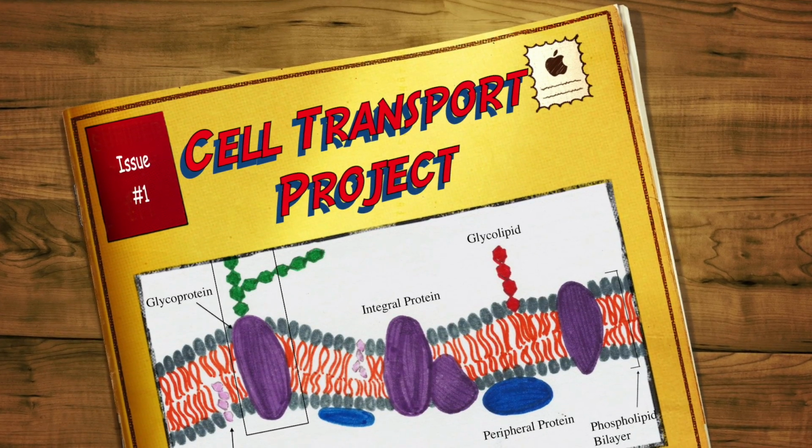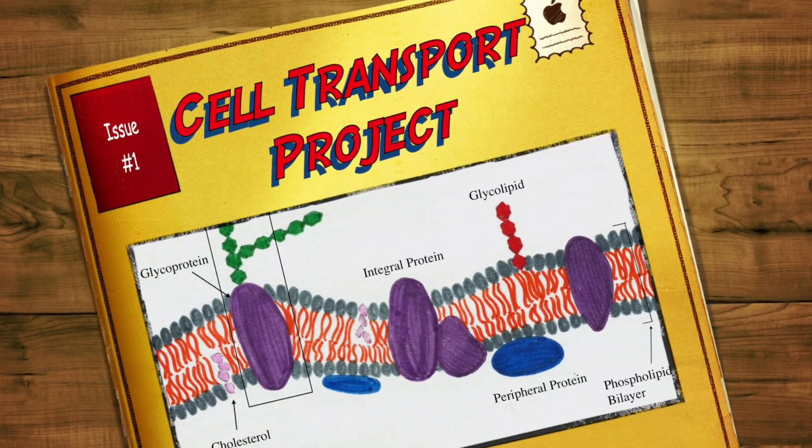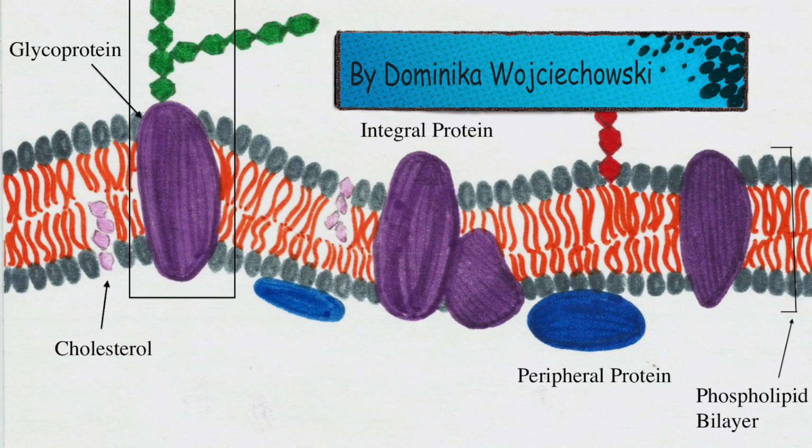I'm sure you've heard of cell membranes being described as fluid mosaics of lipids and proteins, but what exactly does this mean? The most important components of these membranes are lipids, proteins, and carbohydrates. Let's look at these building blocks separately.